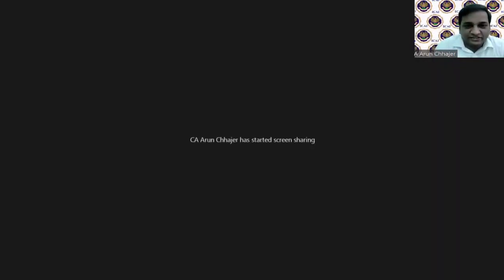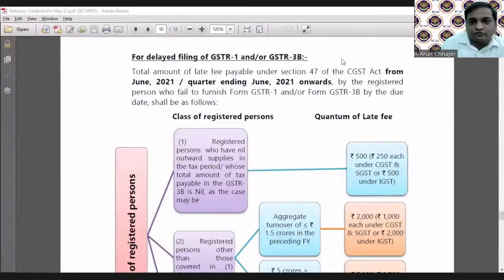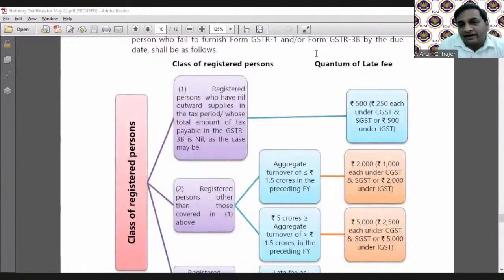What is the late fees which has been rationalized? That is the rationalization. Now they are saying that the amount of the late fees under section 47 from June 21 onward, 1st June 2021 onward, or quarter ending June 21 onward, for the registered person who failed to file GSTR-1 and 3B by the due date, the late fees would be as under.